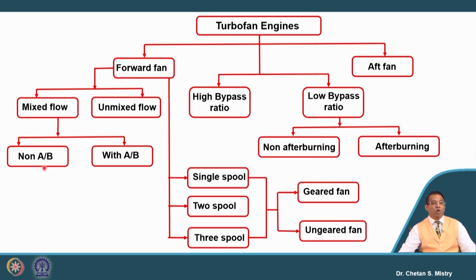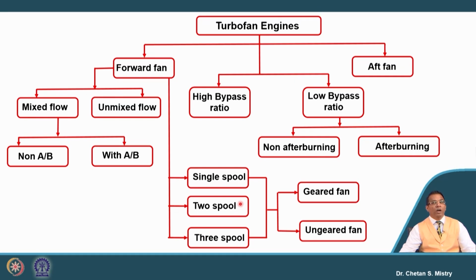We have non-afterburner and with afterburner. So, you can realize these turbofan engines also have configurations where we can incorporate an afterburner, and we know these afterburners are mainly used for military purposes. This forward fan configuration can further be a single spool configuration, maybe 2 spool configuration, or 3 spool configuration. We will be discussing what we mean by single spool, 2 spool and 3 spool.